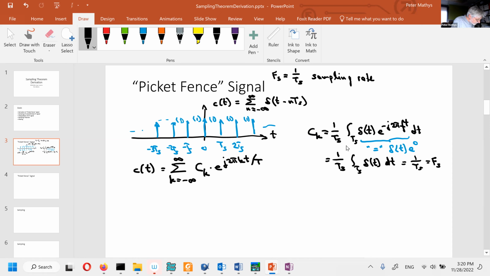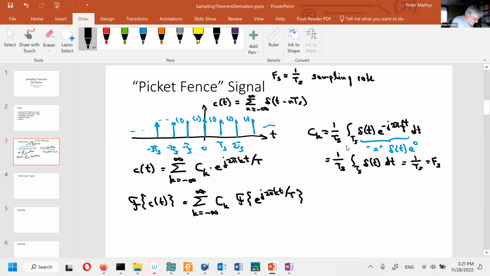All right, and so now looking at the Fourier transform, so we want to write the Fourier transform of c of t. And that is equal to, because the Fourier transform is a linear transformation, the sum over k from minus infinity to plus infinity of ck. Those two do not depend on the time variable. And then we have to take the Fourier transform of e to the j 2 pi kt over T.